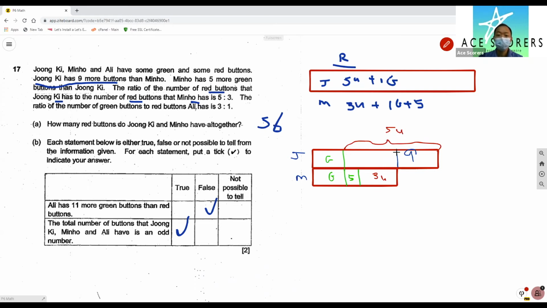5 units includes the 9. So if I were to draw this thing here, here is 3U, right? 5U is 5 plus 9. Here is 3 units, so it's complicated, yeah? So 9 plus 5 equals to 2U. So 1U equals to, oops, 7. Wait, did I say 2 just now? Yeah. 7.